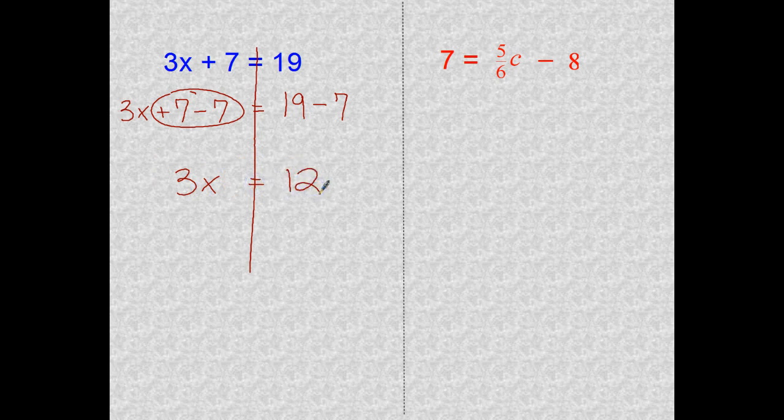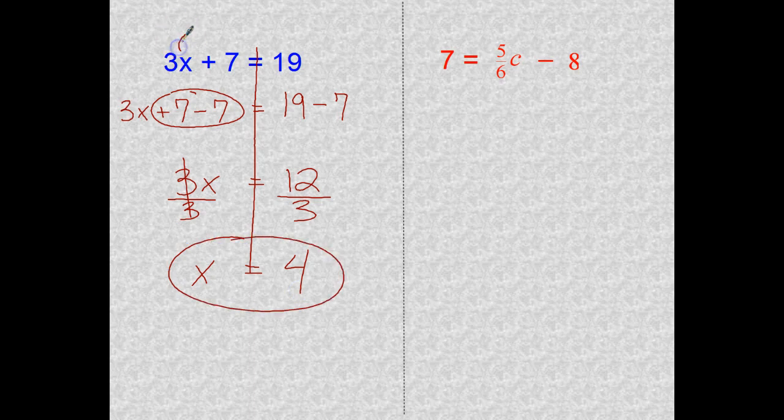Now the second step comes in here with the coefficient touching the x. So the opposite of multiplying by 3 is dividing by 3. So the 3's cancel. 3 divided by 3 is 1. X is equal to 4, and always take that 4, substitute it back into the original problem, and do the math. 3 times 4 is 12, added to 7 is 19, and it checks. 19 is correct. Okay, so x is equal to 4.